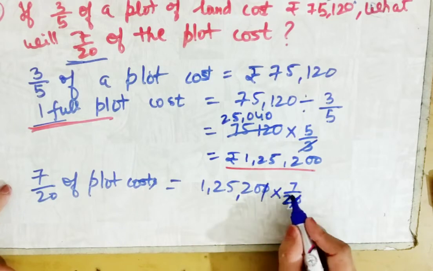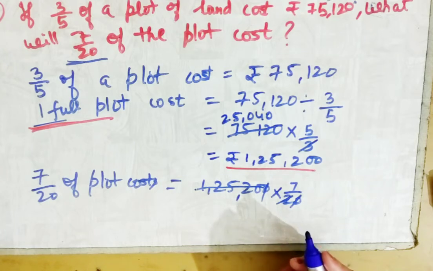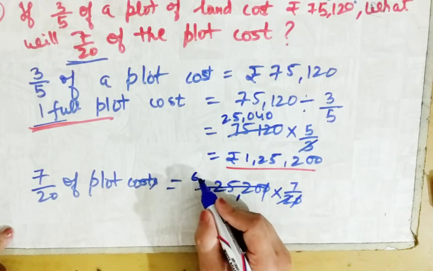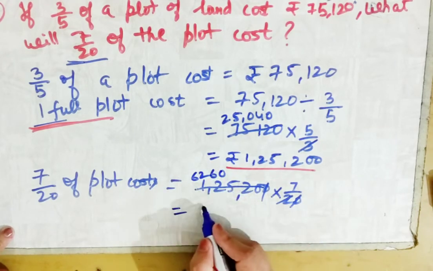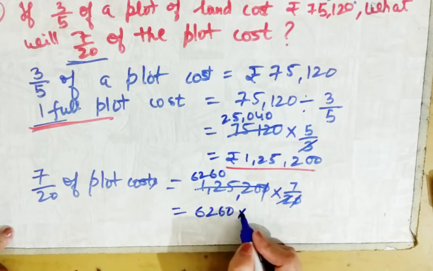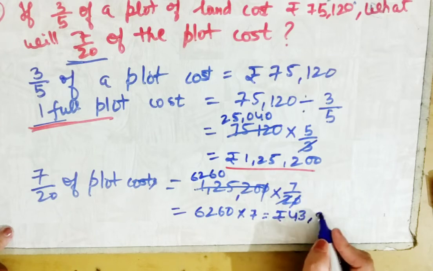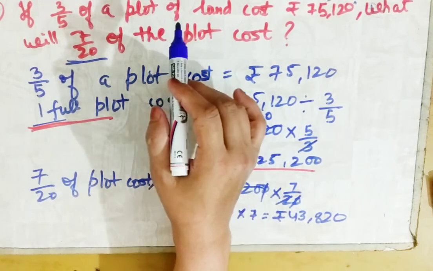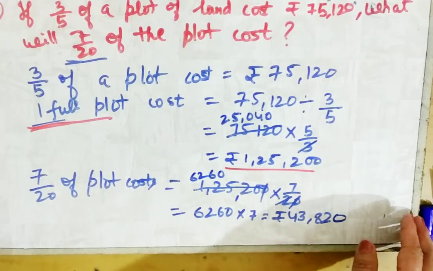This 0 cancels. By 2 we will divide it. We will get how much? Okay, so we will get 2, 6 times is 12. I am writing here. And 2 times 4. 2, 6 times 12 and 0. Now this is 6,260 multiplied by 7. That is how much? Rupees 43,820. Very simple.